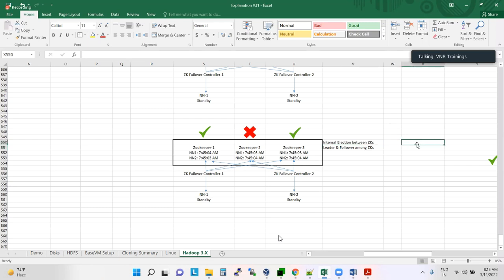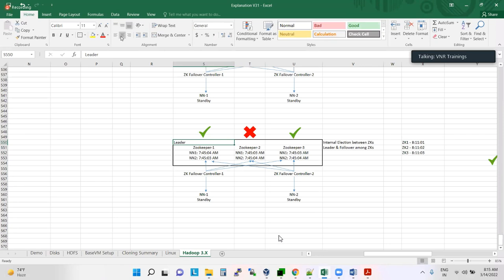Zookeeper 1 started at 8:11:01. Zookeeper 2 has started at 8:11:02. Zookeeper 3 has started at 8:11:03. Now tell me, out of these 3, which zookeeper will become active leader? Obviously, 1 is leader in this scenario.